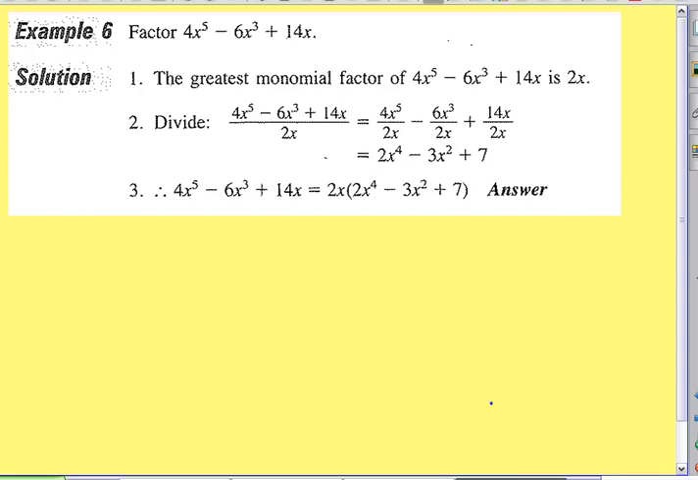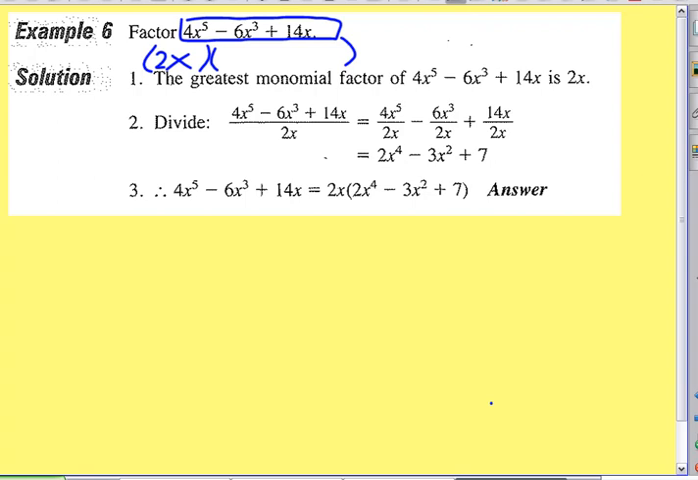Okay, folks, look, we're just doing the same thing again. They want us to break this down into what things multiplied together give us this polynomial. First thing, find the GCF. What's the biggest number, Bella, that goes into 4, 6, and 14? 2. What's the biggest power of x that I can choose from each one of these terms? Just x.